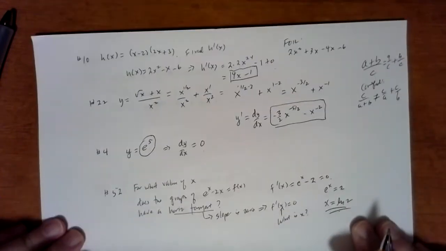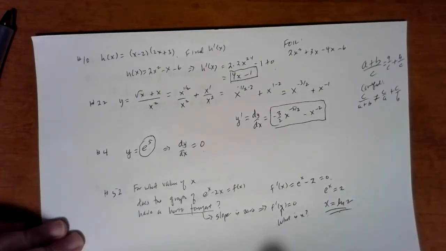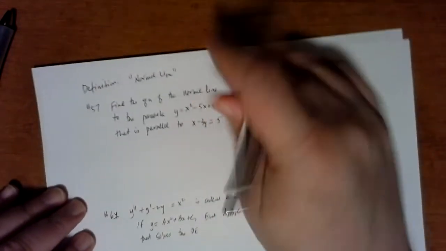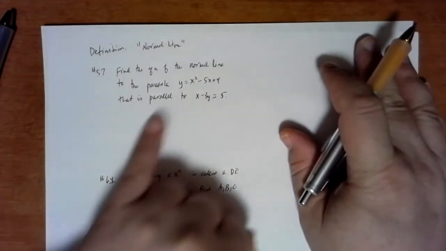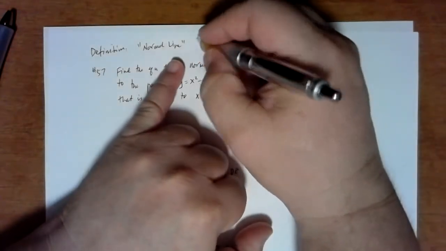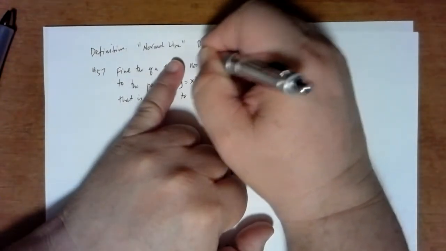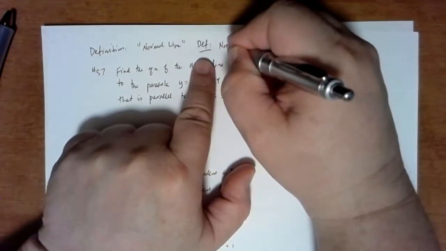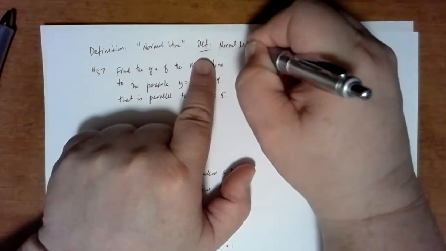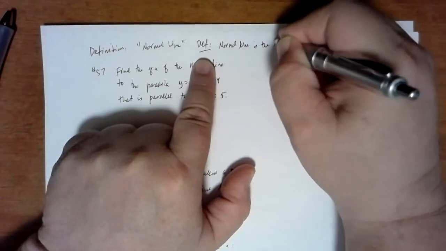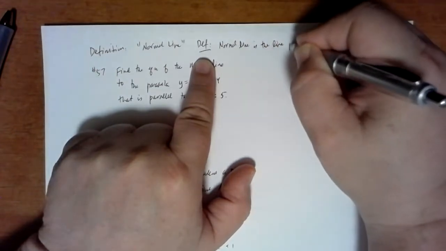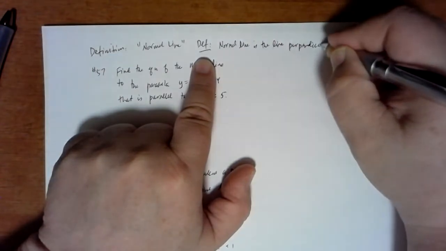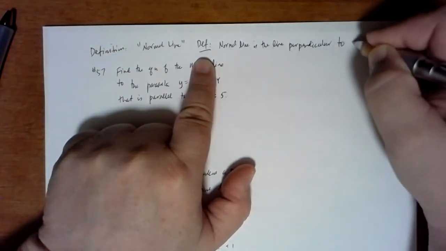Very good. All right. We're whipping right through these. No problem. The book also brings up the concept of a normal line. So definition: the normal line is the line perpendicular to the tangent line.